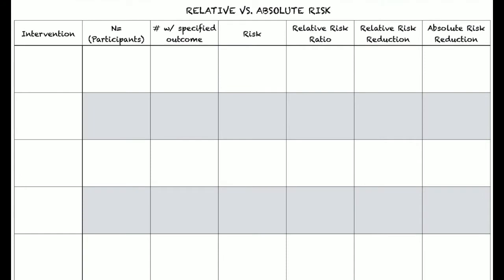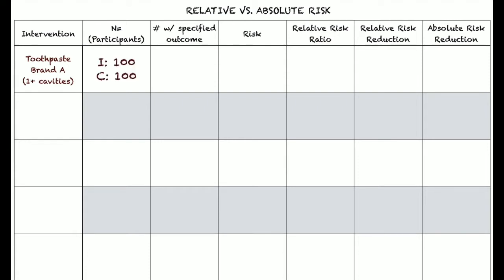So let's get started. You can see we have here a table, and this is just going to help us understand the things that we're talking about. Let's start with a hypothetical example. For our first intervention, we are going to use a toothpaste. This is a brand A toothpaste, and what we're looking for is people who got one or more cavities. So let's say we have a clinical trial.